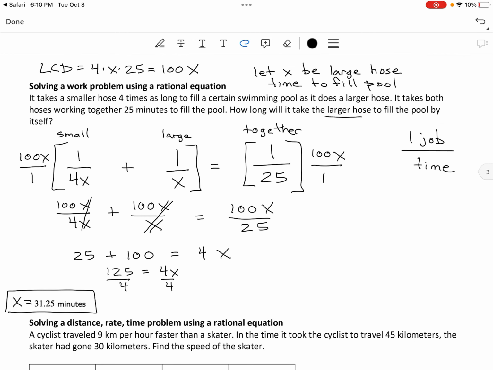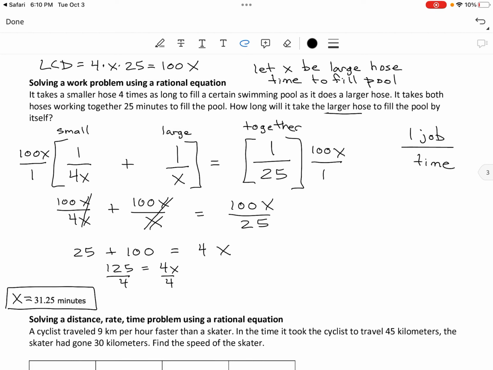All right, so again, clearing fractions. You could also do another strategy where you make common denominators. Multiply this by 4, multiply this by 4. That might be another way to go, but this is clearing fractions. All right, hope this helps.